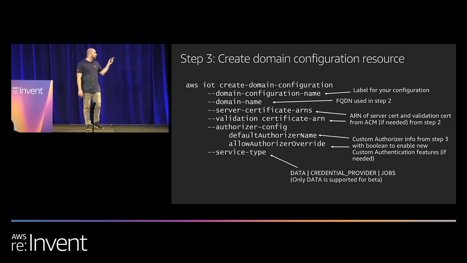And finally, you'll put in the service type. So this is actually kind of reserved for future use. In the future, you'll be able to create configurable endpoints for your IoT data endpoint, your IoT credentials provider endpoint, and your IoT jobs endpoint. For the beta, we actually just support your IoT data endpoint. So this is the endpoint that your devices would connect to send like telemetry messages and things of that nature.